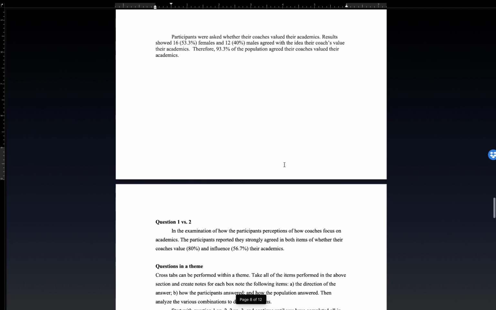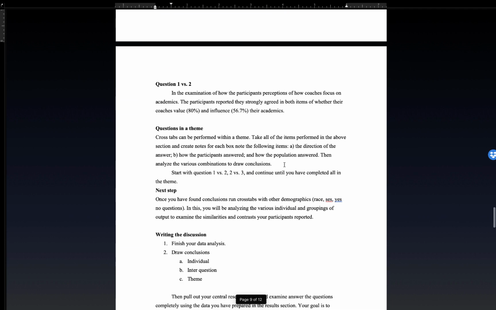Now, the next level is to look at the questions. You looked at the questions individually. Now you'll look at them collectively. Let's say you have 5 questions. You compare question 1 versus question 2, question 1 versus question 3, and so on. What you're looking for is a larger conclusion. So let me give you an example.